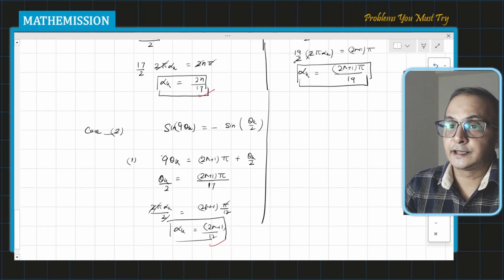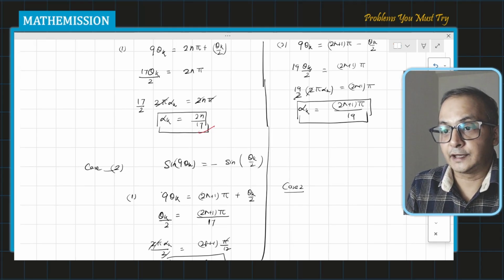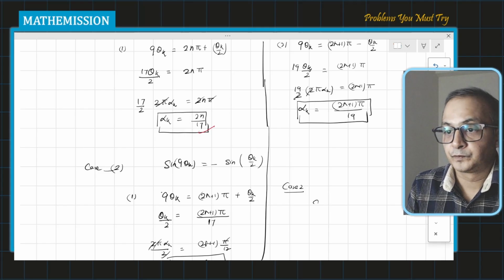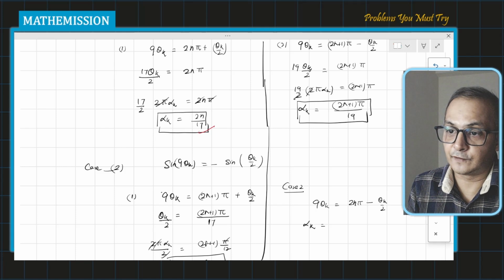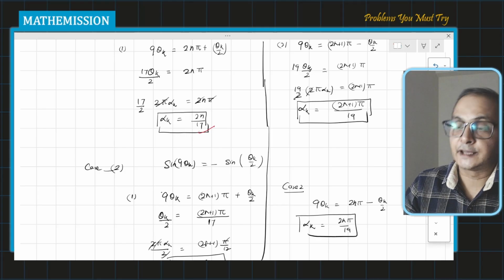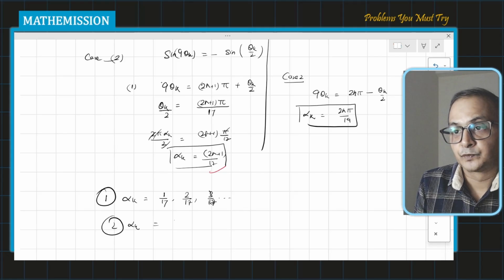Similarly, if you take the second sub case for this case, here we get all the even. Let me demonstrate. So what we get here is 9 theta k is equal to 2n pi, and this time negative, so minus theta k by 2. And notice again 19 will come in the denominator, so I'm directly writing alpha k is equal to the even pi by 19 you will get if you simplify that. So for the second group, what I'm getting is 1 by 19, 2 by 19, 3 by 19, 4 by 19.